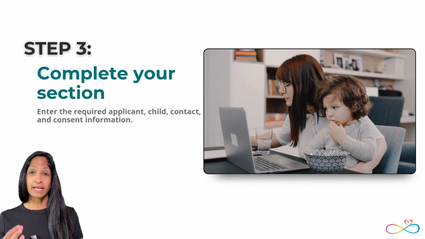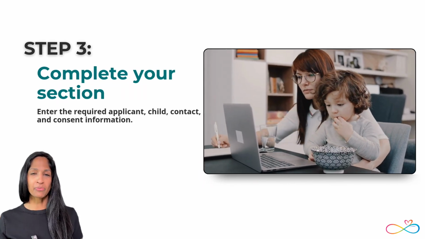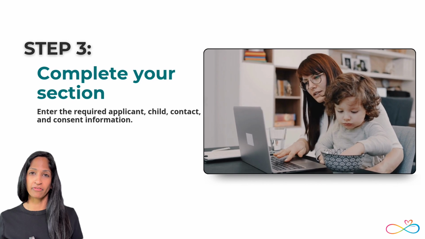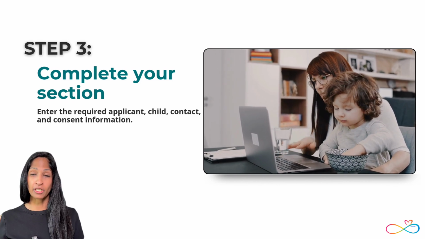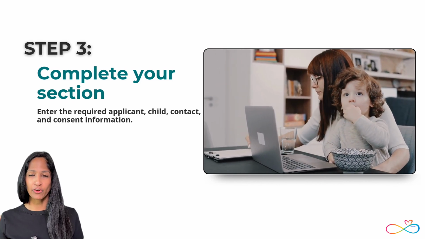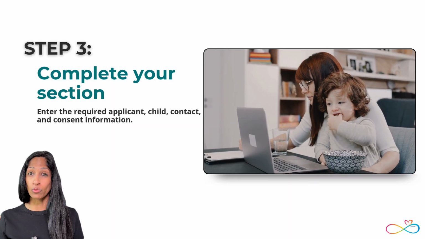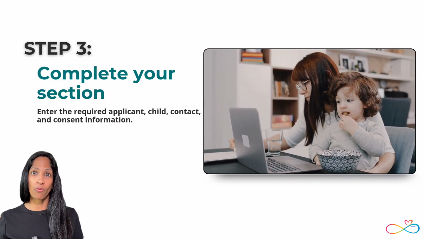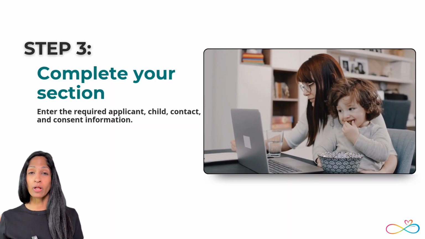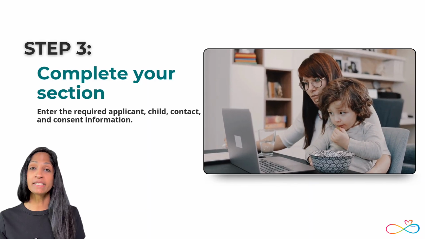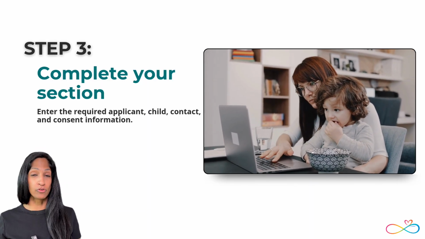Step number 3, complete your section. You as the parent or guardian applying on behalf of your child. So it'll ask for information about the person applying. It'll ask for information about the person with the disability. It'll ask for contact information as well as the required consent. Once this section is complete, now you will move to the next step.